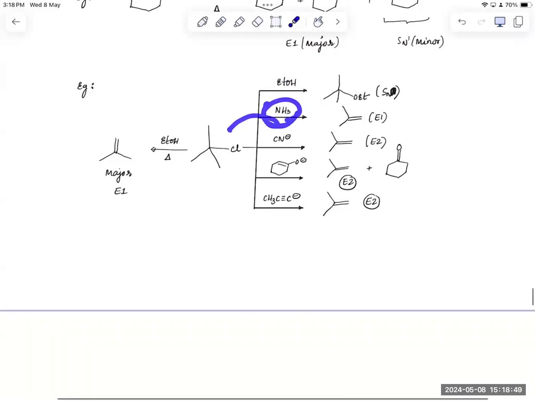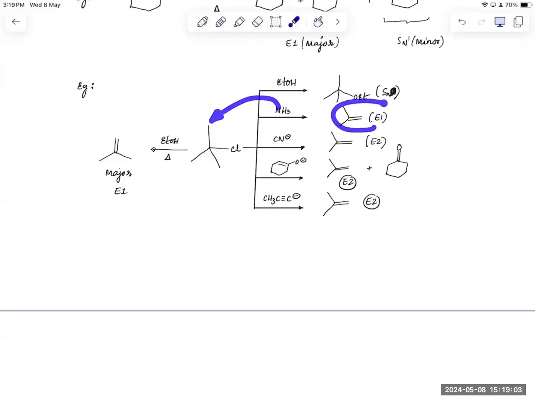Okay. Ammonia attacking here. Now, ammonia is a good base also. Ammonia is a good nucleophile also. Since it is a good nucleophile, it wants to go for SN2, but SN2 is not possible at this position. So instead, it will go for elimination. That means it will take away a proton from here, it will give a double bond. So that is via E1 elimination. If you take CN minus, it will give E2 elimination.